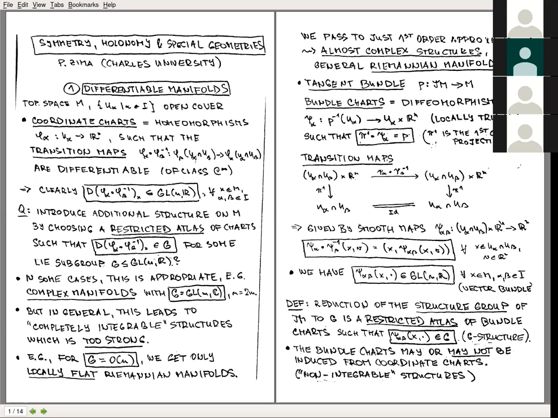For example, for complex manifolds, we just restrict our transition maps to complex linear maps, and we get complex manifolds. But in general, this is too strong a notion. It leads to something which can be called completely integrable structures, because it's on the level of the coordinate charts. For example, for the orthogonal group, we would get only locally flat Riemannian manifolds. So it's too strong a notion.